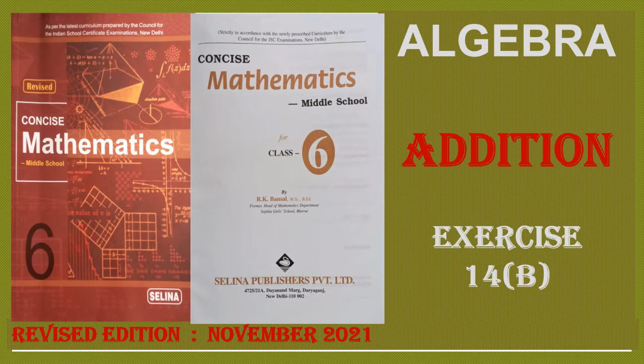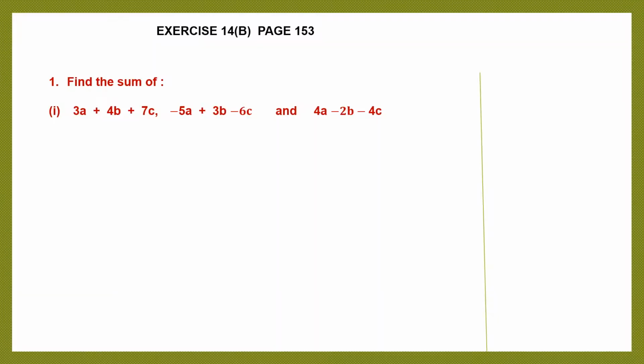Hello students, let's do algebra addition exercise 14b. So this is on page number 153 and now we are doing addition of polynomials where we have so many terms in each expression. Now we will do this in the column method where we arrange them one below the other in vertical columns. All the terms are arranged in such a way that the like terms come one below the other. So let's start arranging.